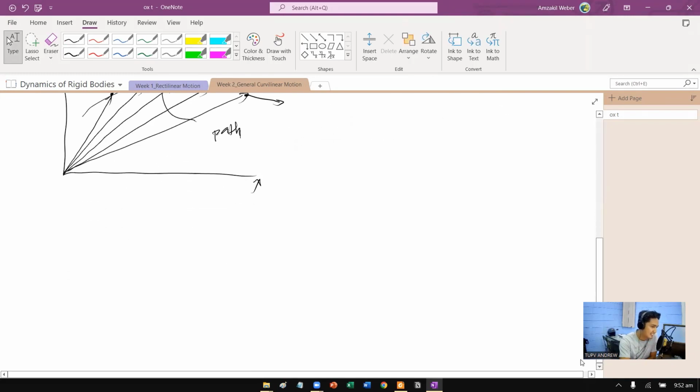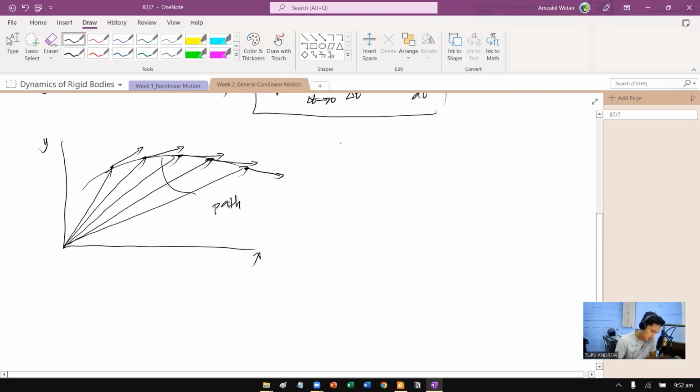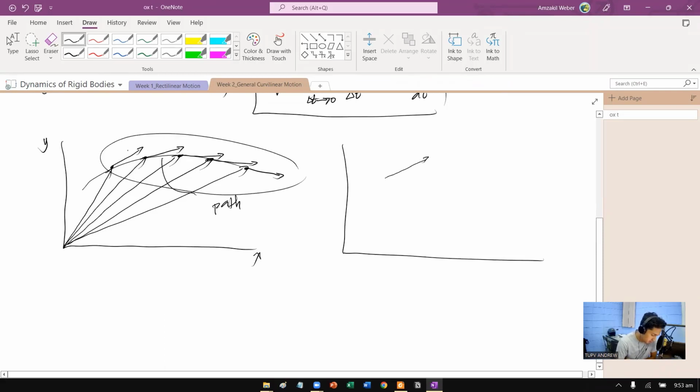Acceleration is not tangent to the path. If we take these velocity vectors and graph them somewhere, this is known as the hodograph.